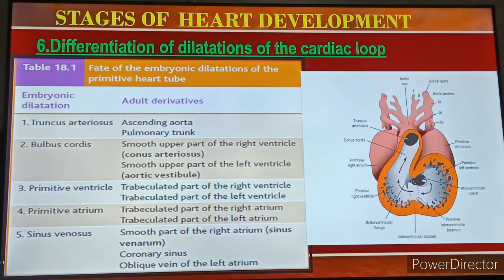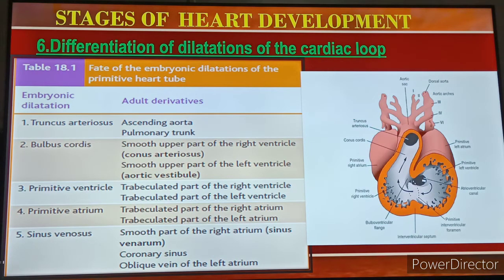This is achieved through the neural crest cells that migrate towards the truncus arteriosus and help in the septation of the truncus arteriosus. We are going to see the formation of the ascending aorta and pulmonary trunk, but it differentiates into adult derivatives. We have the truncus arteriosus in embryology, and then it's the later structure that is going to give us the ascending aorta and pulmonary trunk.